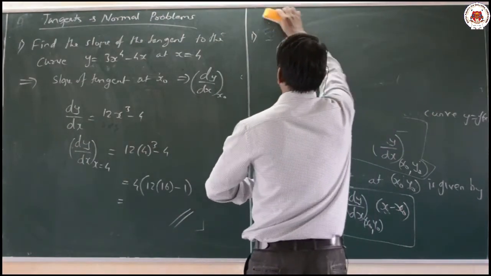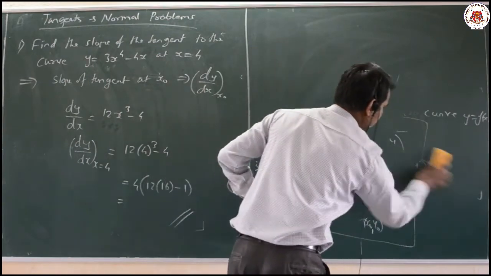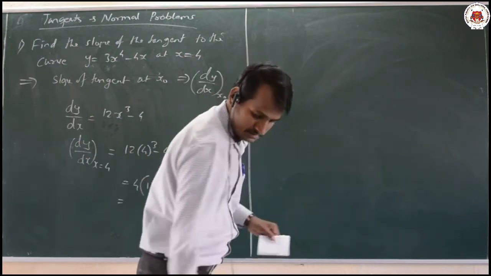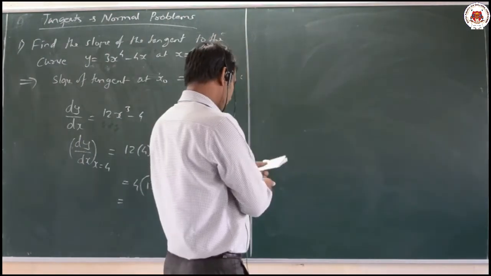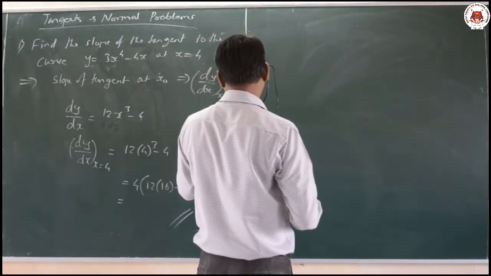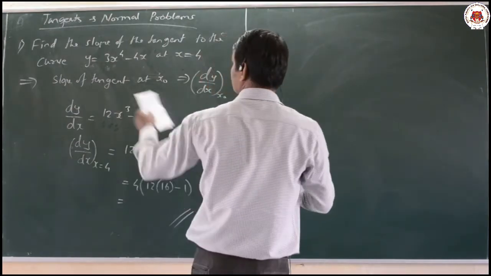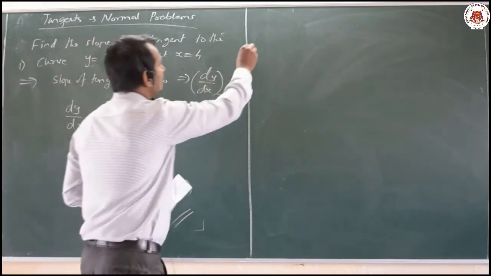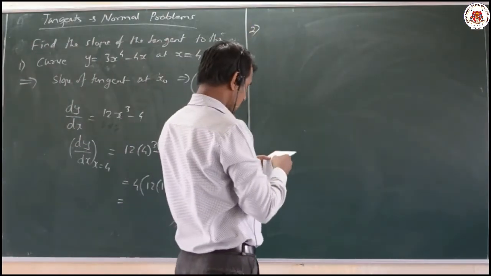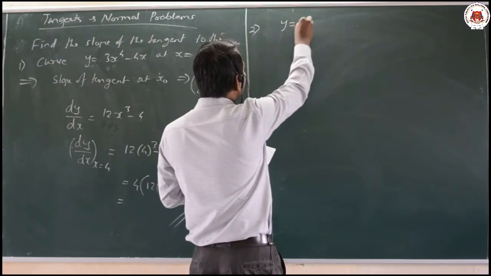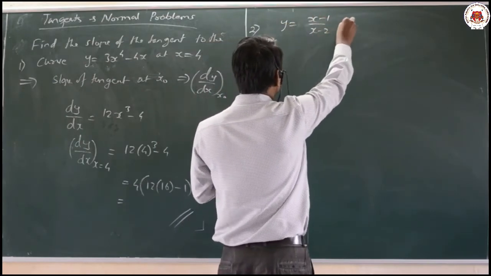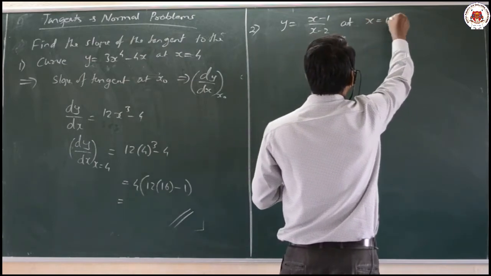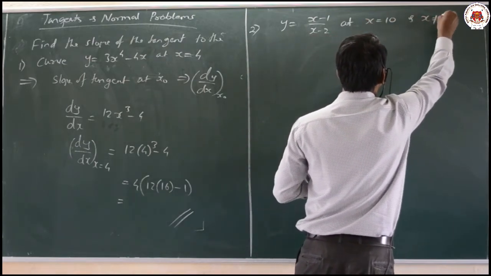The next problem is, let us take it as the second example. Find the slope of the tangent to the curve y is equal to x minus 1 divided by x minus 2 at x equal to 10, and x not equal to 2.